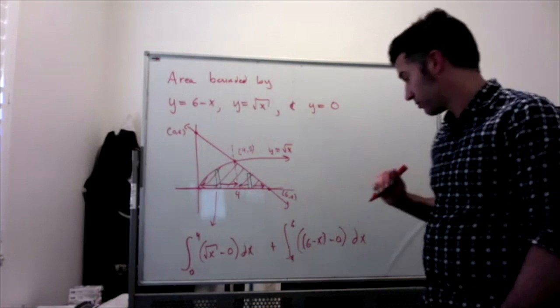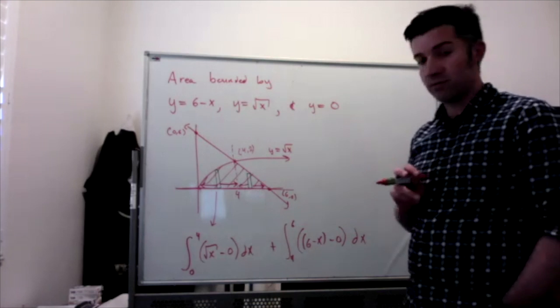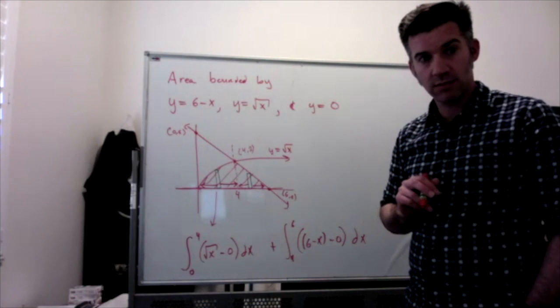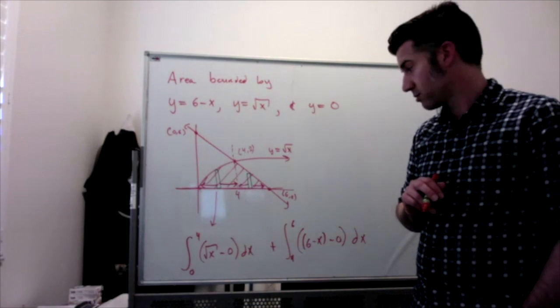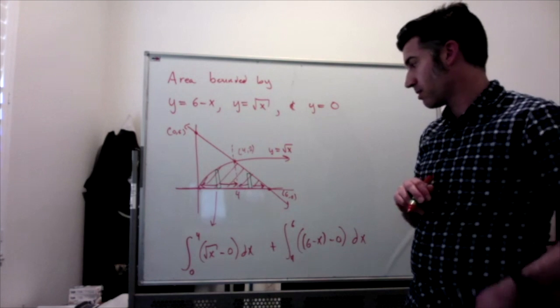So the only thing I'm confused on is why don't we include the square root of x and 6 minus x in the same thing? Is it because of the y equals 0? So we just totally ignore one of them in each integral?